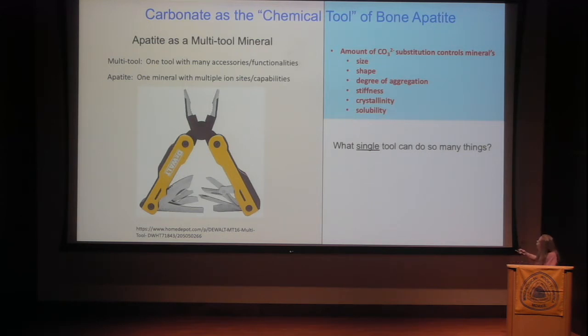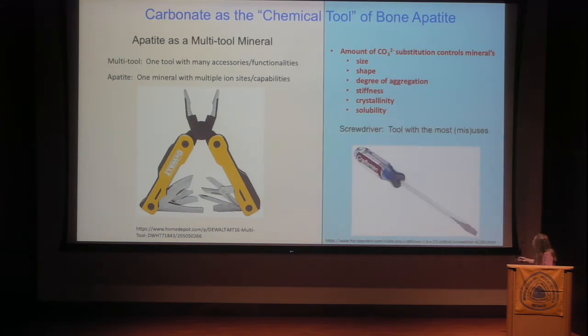But boy, the real winner here is the carbonate, whose amount of substitution controls the size, the shape, the degree of aggregation of the crystallites, the stiffness, the degree of crystallinity, and the solubility of the crystallites. So what single tool can you think of that can accomplish so many different things? Behold, the humble screwdriver. So to me, the carbonate is the screwdriver that tweaks those remarkable properties of the apatite.